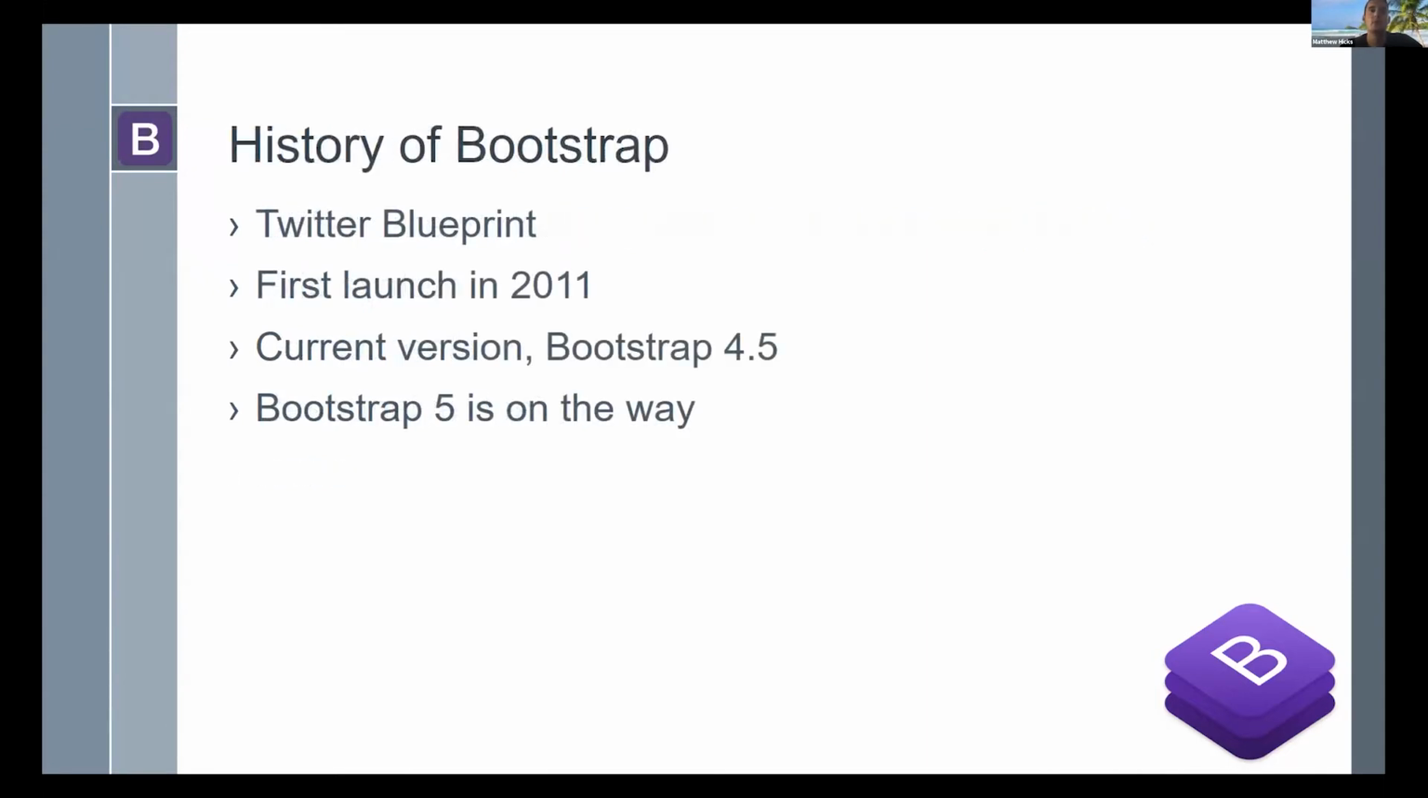So the history of Bootstrap. Bootstrap originally started at Twitter, and it was called Twitter Blueprint. It was built by a bunch of people who worked at Twitter, and the main reason that they built it was to create consistency across their internal platforms and tools. In 2011, it was renamed Bootstrap and was released to the public as an open source project. Since then, Bootstrap has gone through 4 major updates, with Bootstrap 4.5 being the latest, and this was launched in 2018.